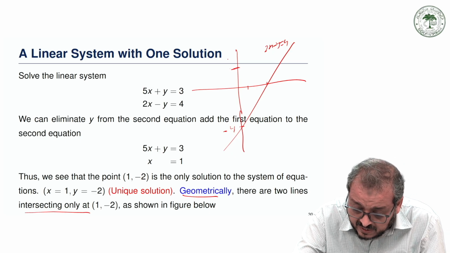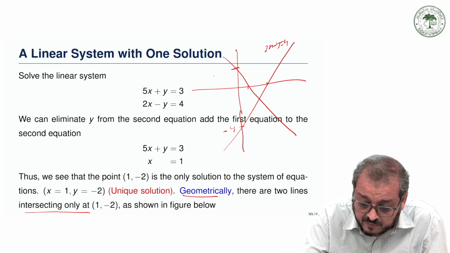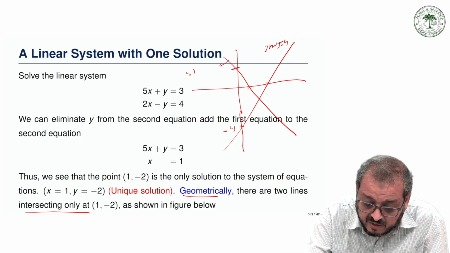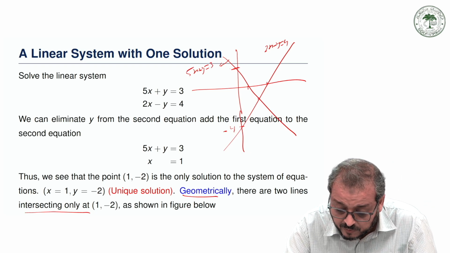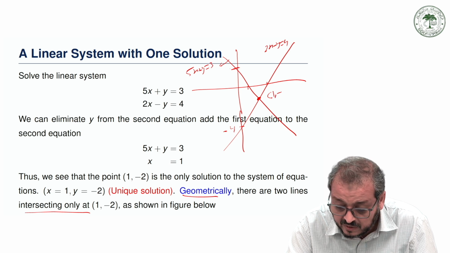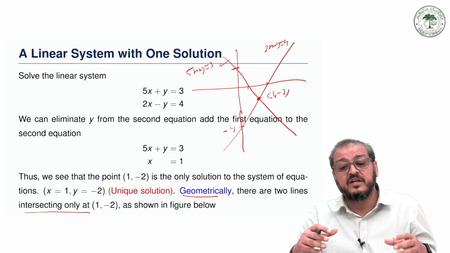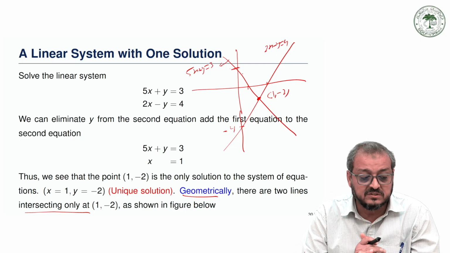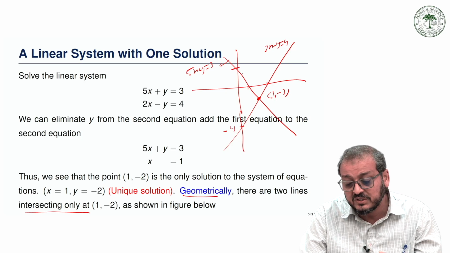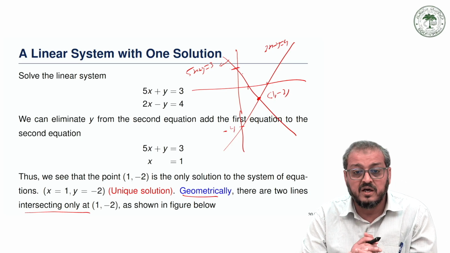So we have this line, for example, and the equation of this line is 5x plus y is equal to 3. Then the intersection point of these two lines is 1 and minus 2. These two lines intersect at only one point, which means this system has only one solution, and that solution is called a unique solution, and this is the solution of this linear system of equations.